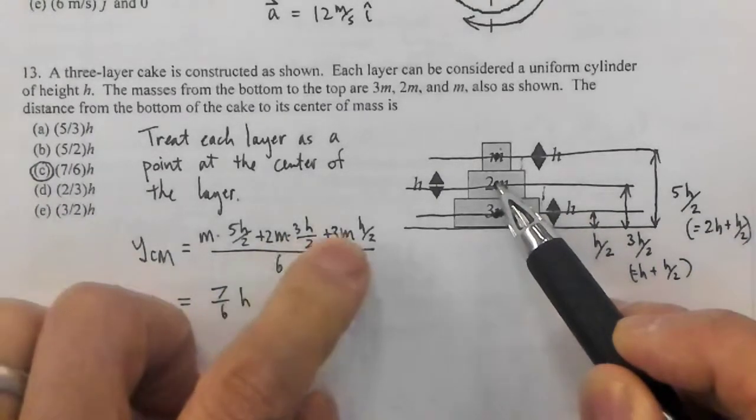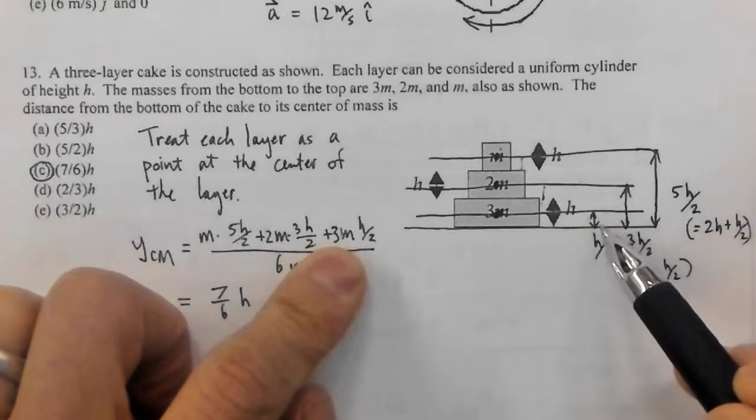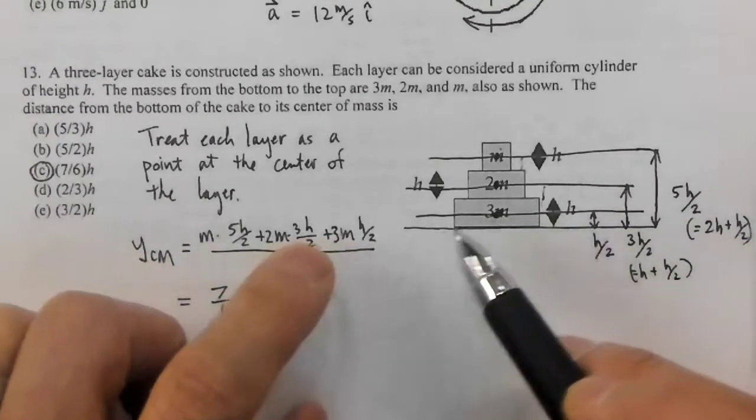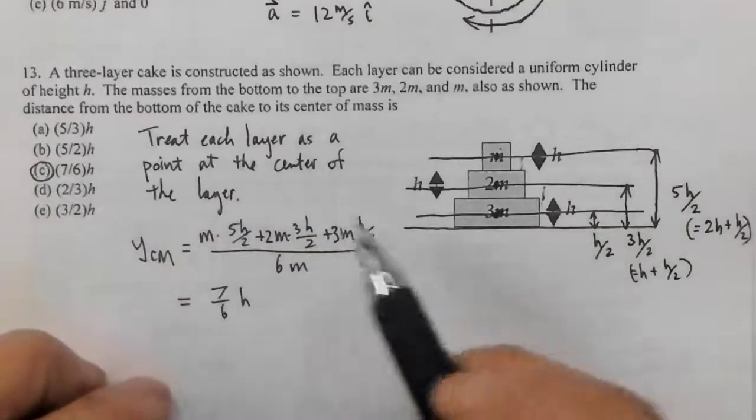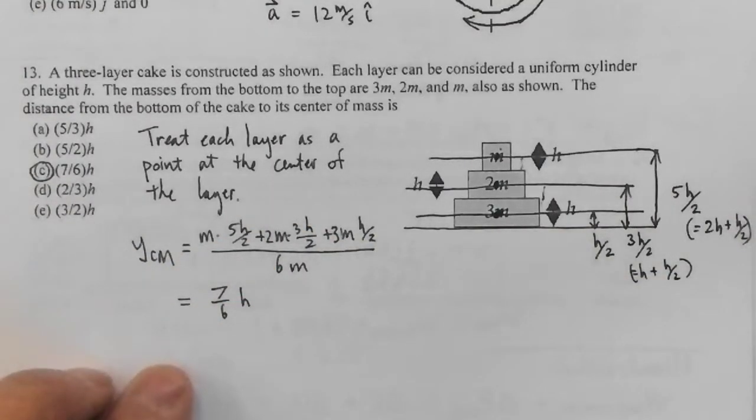Okay. And then for the bottom layer, the mass is 3m. Its height is h over 2. And so I have 3m times h over 2. And then you add them together, divide by the total mass, 6m, and you get 7/6 h. Okay? Any questions about that?